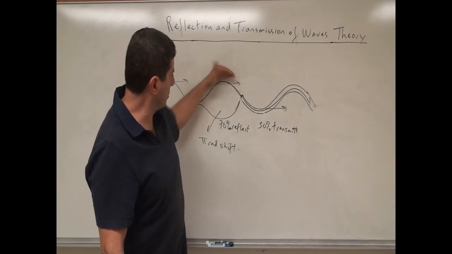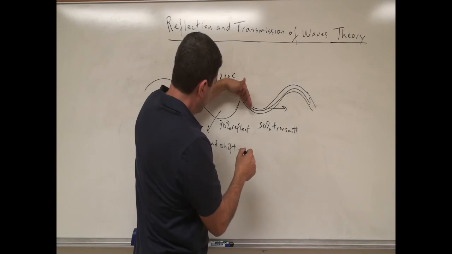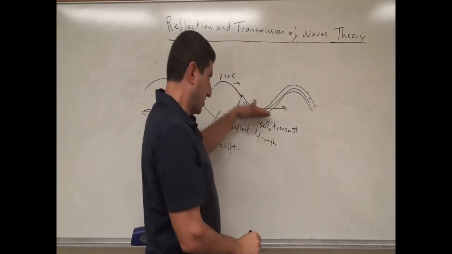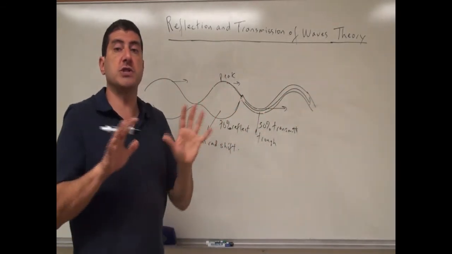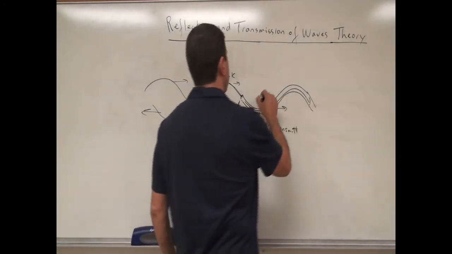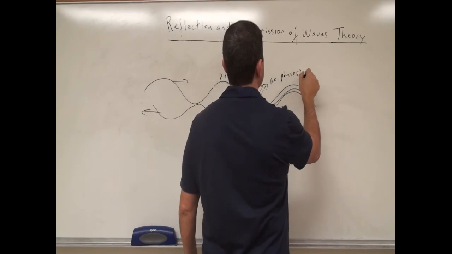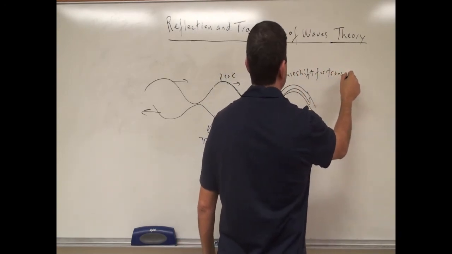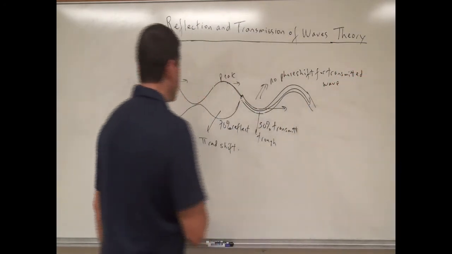It should just continue. If it's a peak here, it should just continue, and it should go down, turn into a trough. So it should just continue gently as if there was no boundary at all. So you shouldn't even feel like there is a boundary for the transmitted wave. So we can say no phase shift for transmitted wave. Okay, now let's do the opposite.